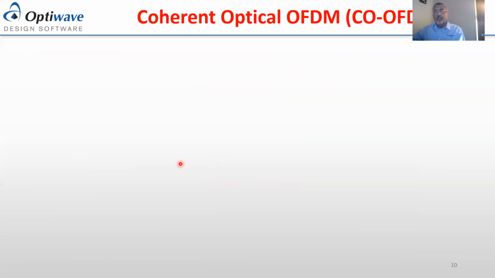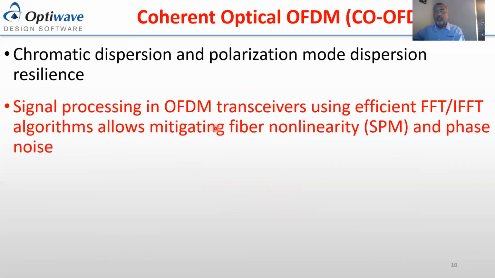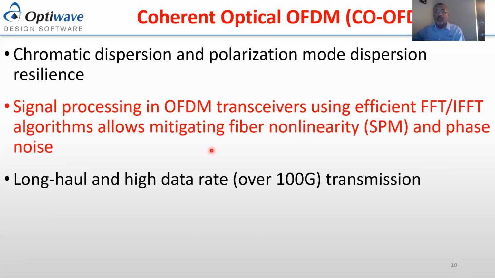Now, in this part, I'm going to talk about the coherent optical OFDM, where the detection scheme enables the system to be more resilient to chromatic dispersion and polarization mode dispersion. And this scheme also uses advanced and efficient FFT and inverse FFT algorithms to compensate for the nonlinearity in the system, mainly because of self-phase modulation and phase noise.